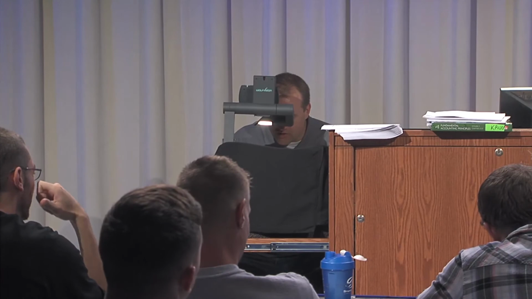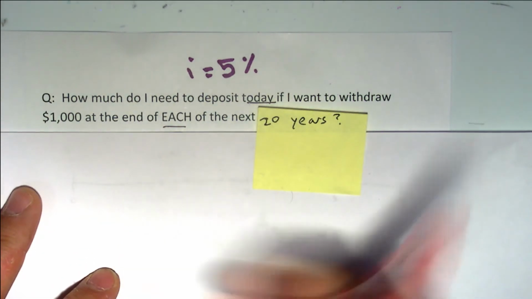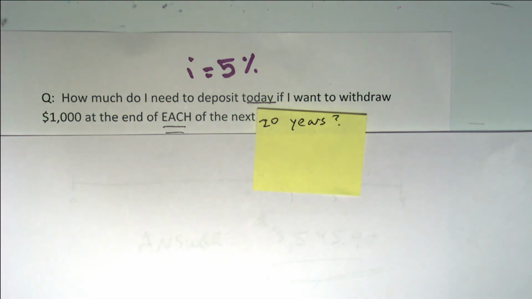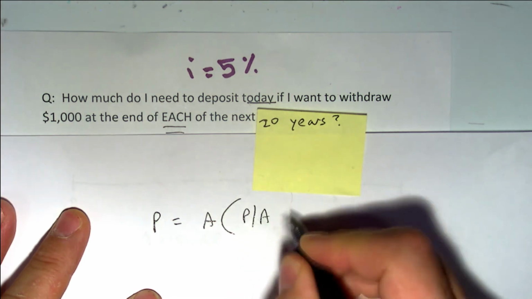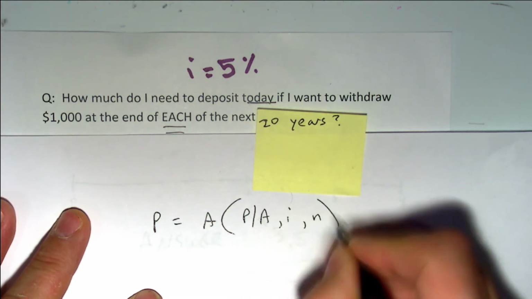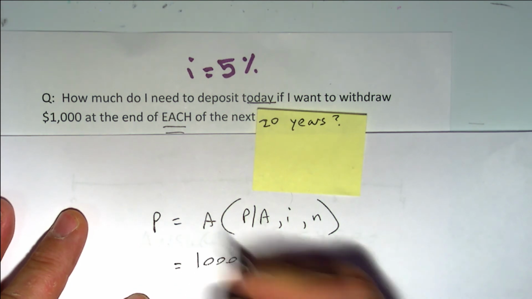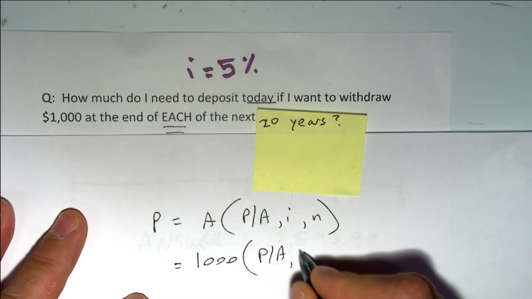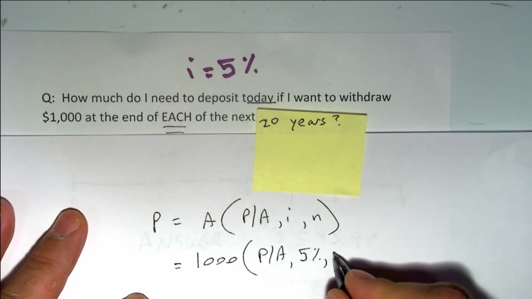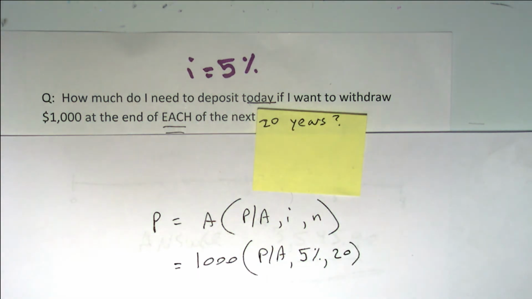Okay, let's come back to it. How much do I need to deposit today if I want to withdraw $1,000 at the end of each of the next 20 years? Well, once again, this is P equals A, P/A, I, N. We want to know present value. Our annuity is still $1,000, correct? Now we're going to go to our P of A table. Our I is 5%, and what does our N equal? 20. So P of A 5%, 20.